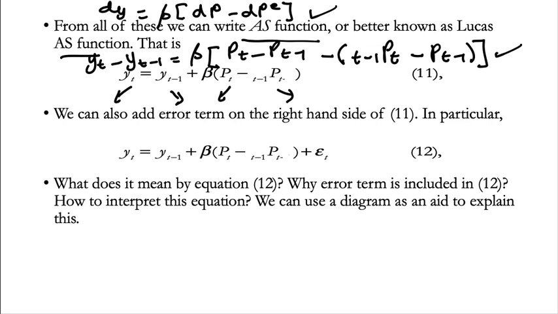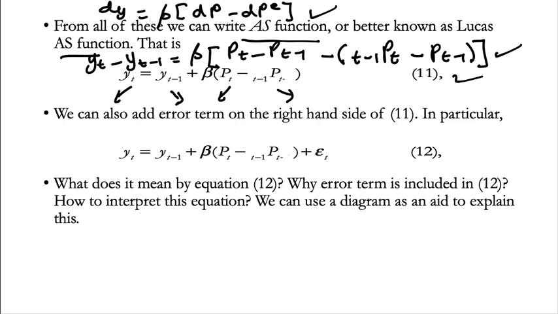Now what does it mean by equation 12 here or 11 here? How to interpret this function then? Especially 11, how to interpret it? This is the way to interpret it. Output this period, which is yt, will increase from initial equilibrium yt minus 1 by an amount proportional to the increase of price level pt relative to its expected level t minus 1 pt. That's how we interpret it.